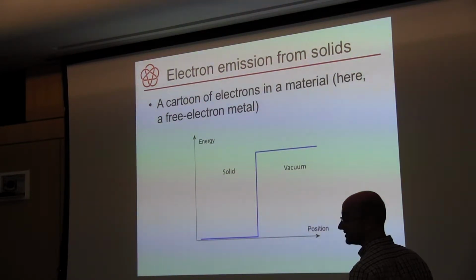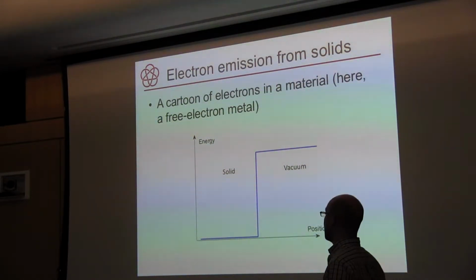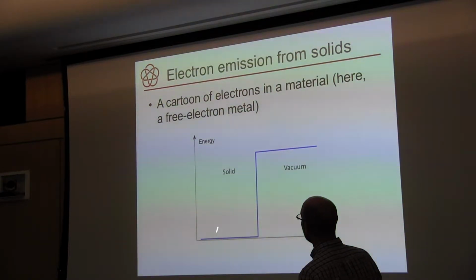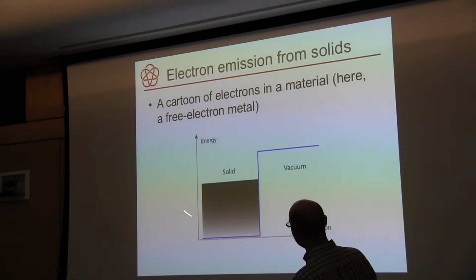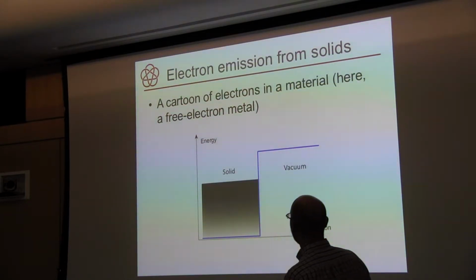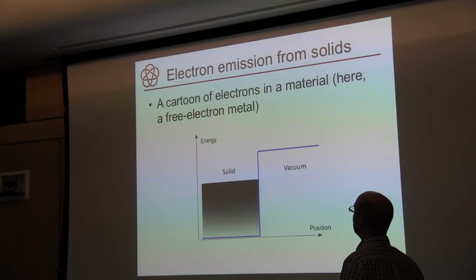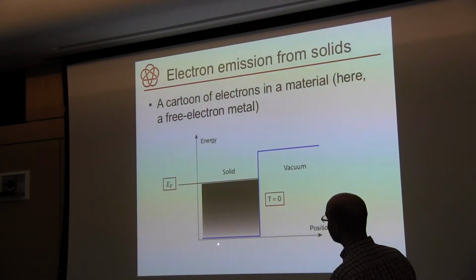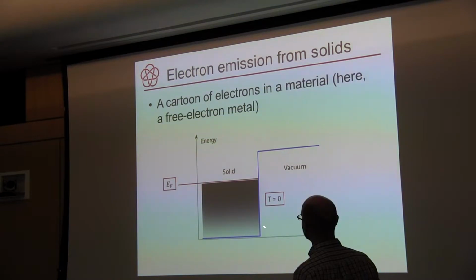I imagine that the positive nuclei in the material are applying some potential energy well that I can sink electrons in. So I've got a solid here and a vacuum here, and it's very common to draw these diagrams with energy on the vertical axis and position on the horizontal axis. So there's some maximum energy when we fill the potential well up with electrons. That's the Fermi energy. And the picture I'm drawing you here is temperature equal to 0.